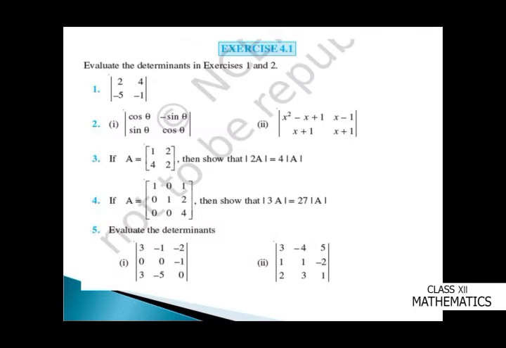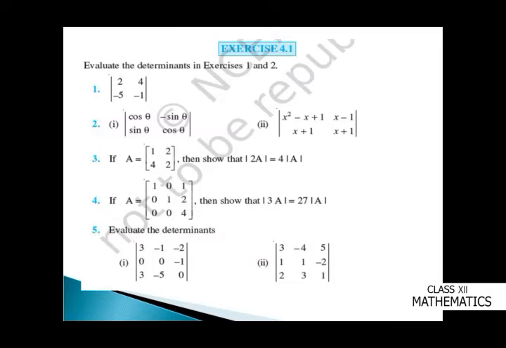The third question is, if A is a square matrix given to you, then show that determinant of 2A is equal to 4 into determinant A. This is again the same result that I just proved. Okay, still, I will show you the fourth question. The fourth we will do, and the third you can do at home.